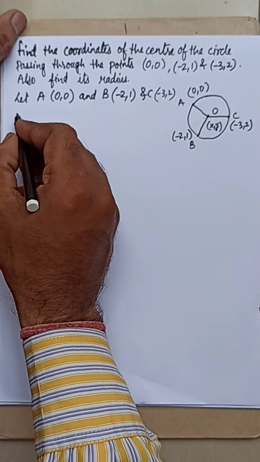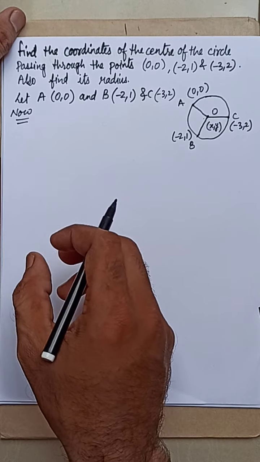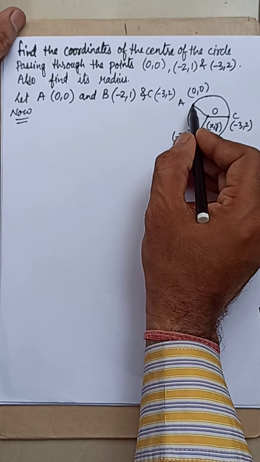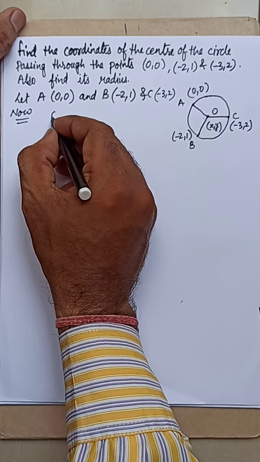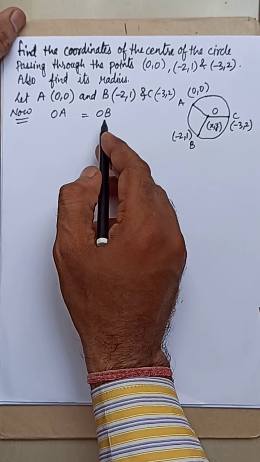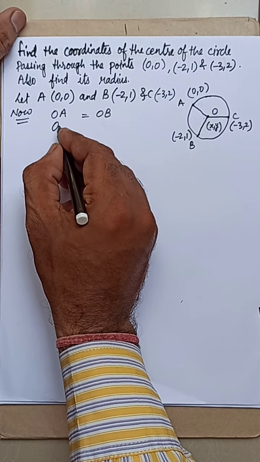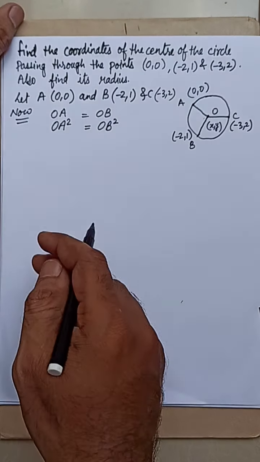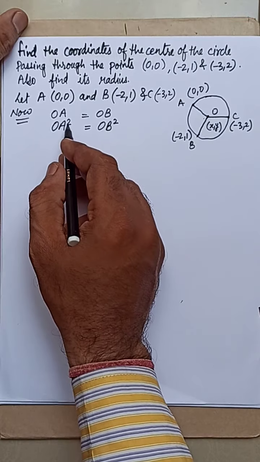Now as we know that the radii of any circle are always equal. So it means this radius OA will be equal to the radius OB. So the length of OA is equal to the length of OB. If two lengths are equal, their squares will also be equal. So OA square will be equal to OB square. I have done the square just because of what?